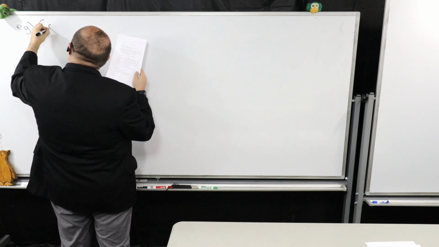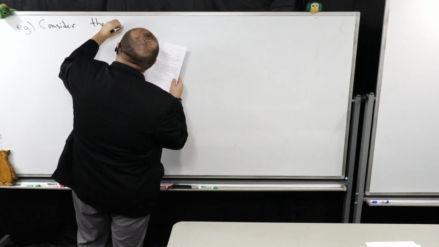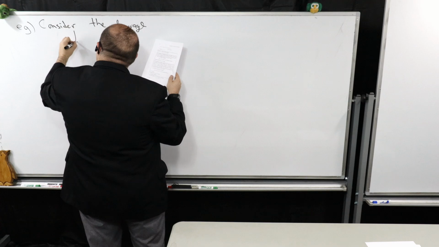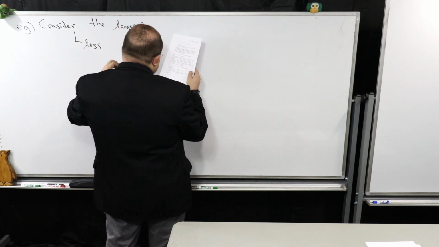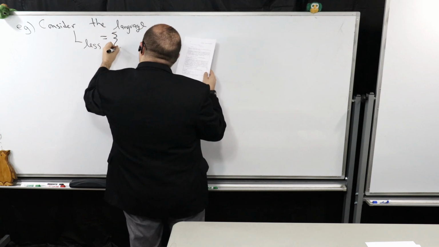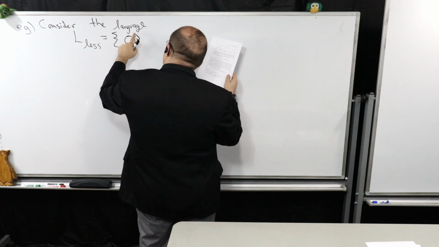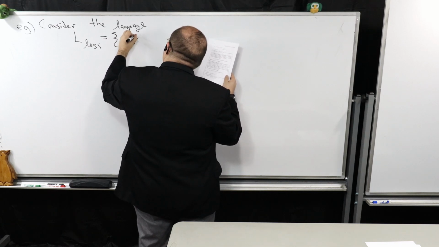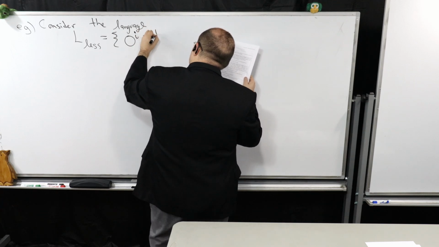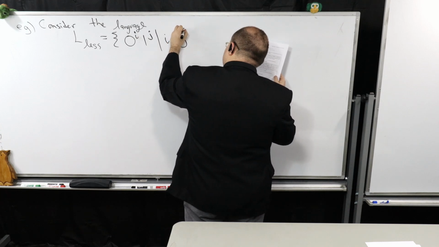So here's another example. Let's consider the following language. I'm going to call it LS, where the strings are going to have the form 0 to the I, 1 to the J, such that I is greater than J.